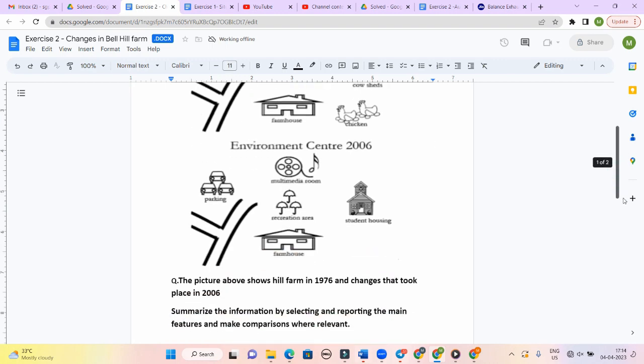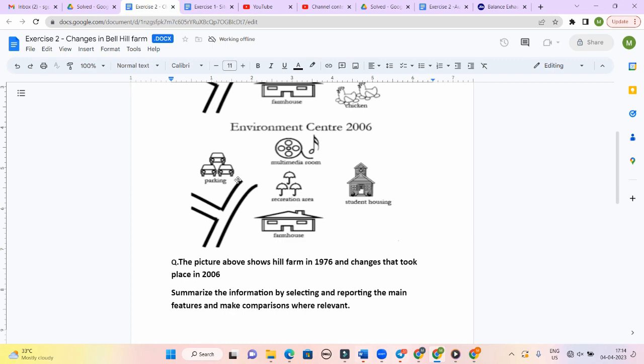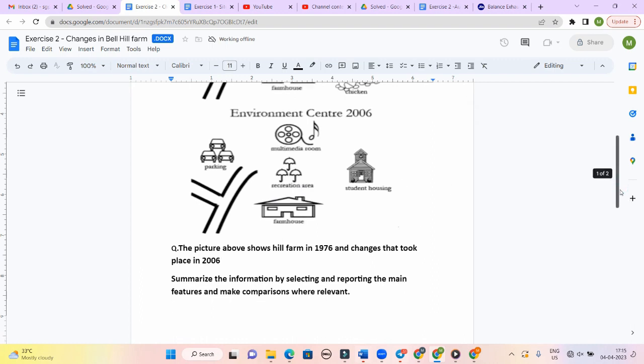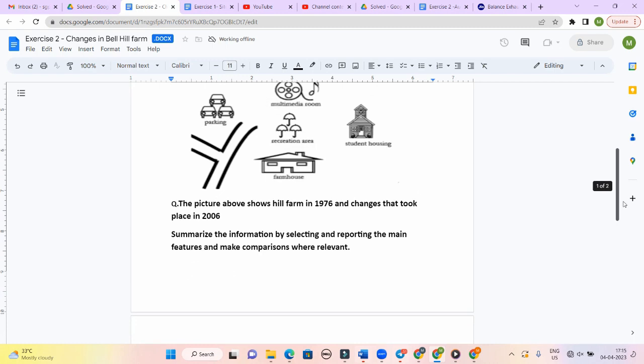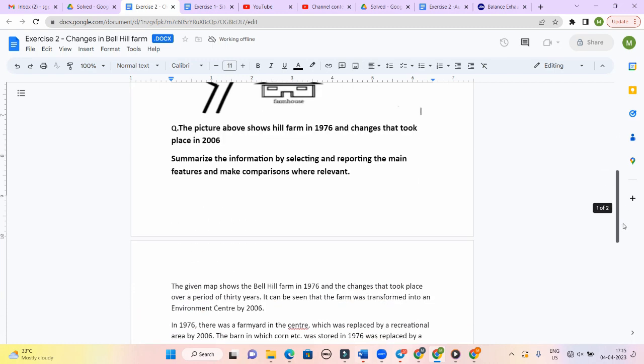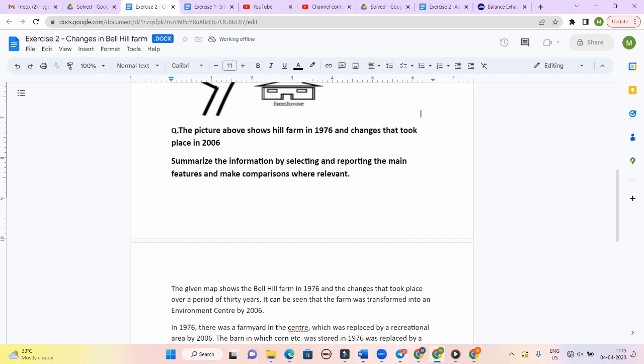In the second picture, what has been given is a parking area. So the west part has been converted into a parking area, a multimedia room in the northern part, student housing, the farmhouse remains the farmhouse in the south, and the secretariat area in the center. So these are the changes. You have to write the report based on these pictures. Summarize the information by selecting and reporting the main features and make comparisons where relevant.